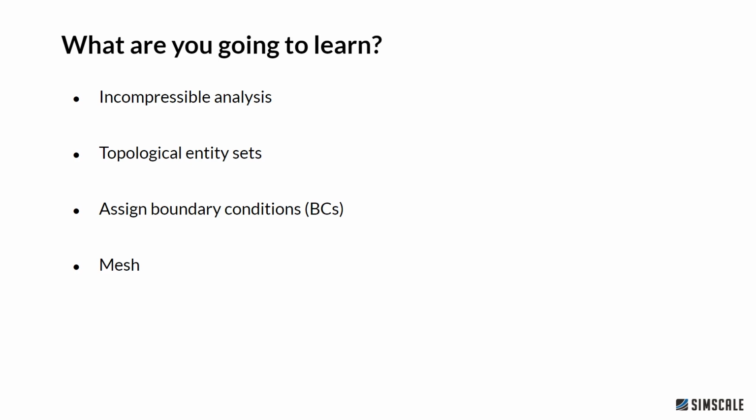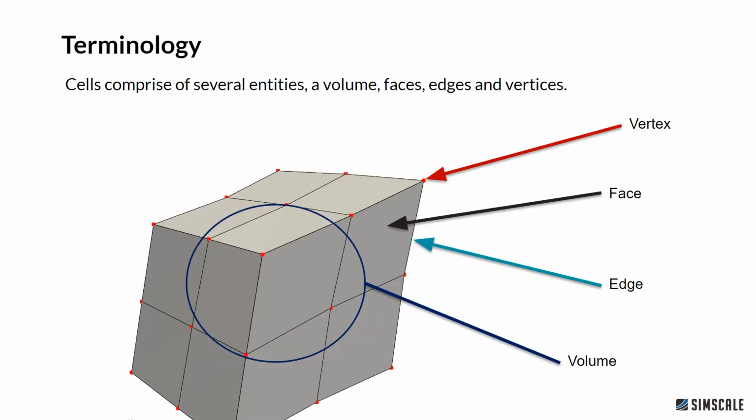We will also mesh the geometry with the SimScale standard meshing algorithm. Here you can see a big hexahedral element consisting of 8 smaller volumes. Please note that one volume consists of 8 vertices, 12 edges, and 6 faces.